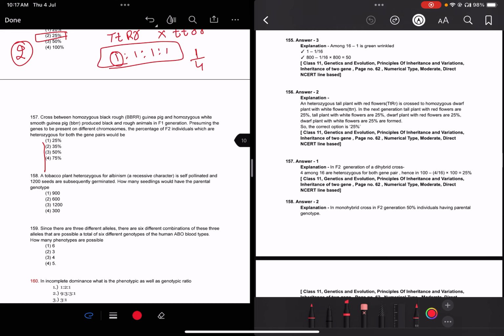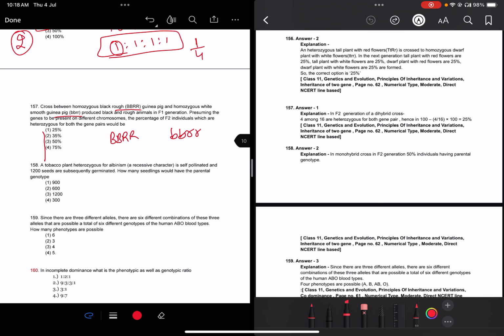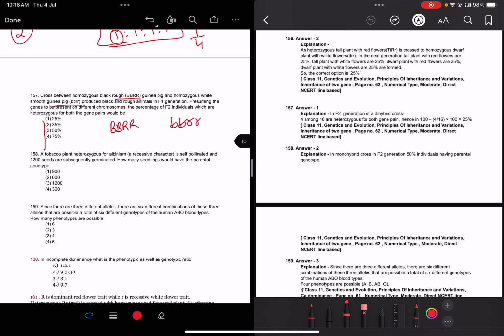Now move on to question number 157. A cross between homozygous black, rough guinea pig and homozygous white, smooth guinea pig. In the F1 generation, presuming the genes to be present on different chromosomes, what is the percentage of F2 individuals which are heterozygous for both the gene pairs?